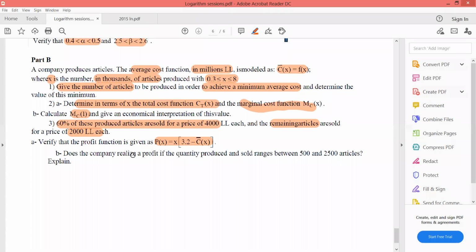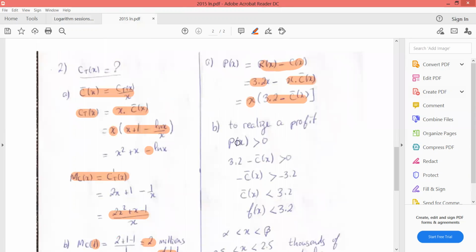Does the company realize a profit if the quantity produced and sold ranges between 500 and 2,500 articles? How to know if the company realizes a profit? Px greater than 0. What is Px? 3.2 minus c bar of x. To get a profit, Px greater than 0.